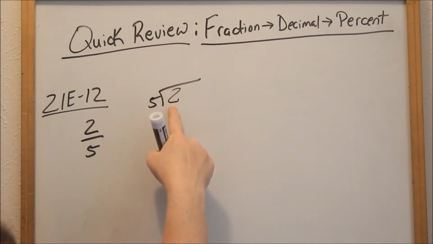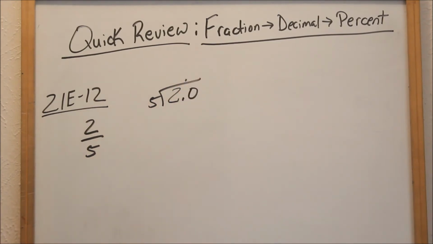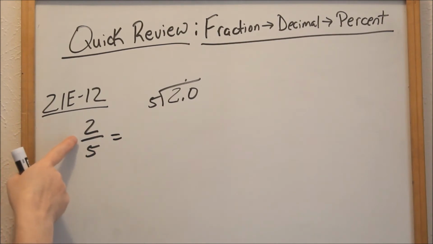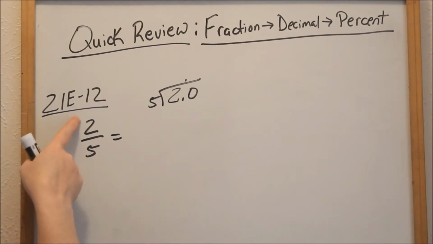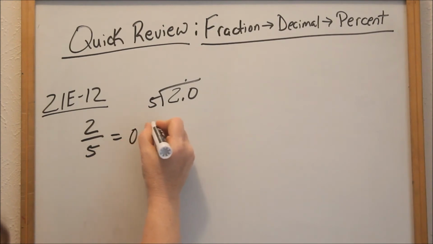The numerator goes under the house, the denominator out here, add a decimal, and you go through that. I also said you can use your calculator to do 2 divided by 5. And when you do 2 divided by 5 in your calculator, you get 0.4, and I'm just going to add a 0 on there because now we're going to turn it into a percent. That's decimal. That's one of your answers.